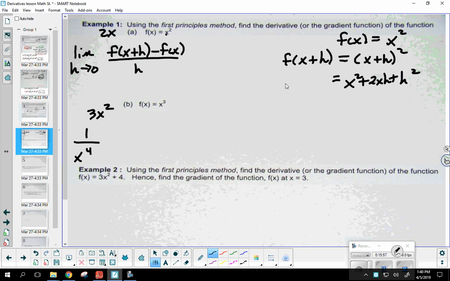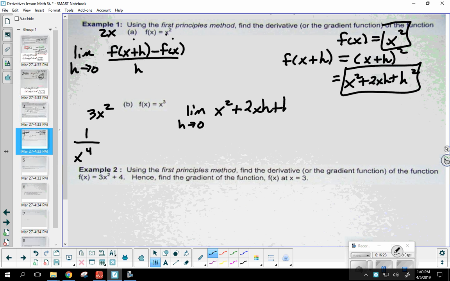There we go. Does anybody want me to expand it and use FOIL or use another method? We feel good? Okay. So now I'm going to plug these two expressions into these two parts. We always start with f of x plus h. So I'm going to take that trinomial, the limit as h goes to 0, of x squared plus 2xh plus h squared. Then I'm going to subtract f of x, which in this case is the original problem. And it's only one term, so I don't have to worry about parentheses. I can just subtract it. And this is all over h.